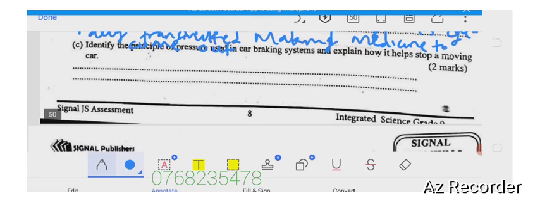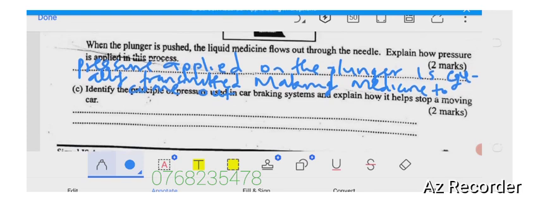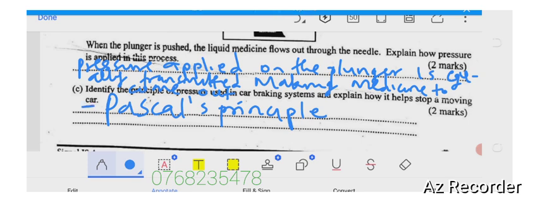moving. So in car braking system, the principle applied is what we call Pascal's principle. The same principle that I've been talking about in the previous question. Pascal's principle says that pressure applied at one point of the liquid is equally transmitted to other parts of the liquid, provided the liquid is enclosed. So explain how it helps to stop moving.